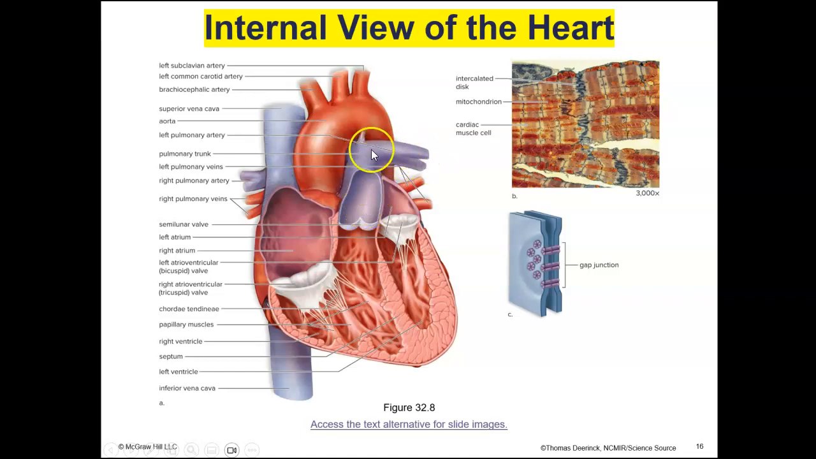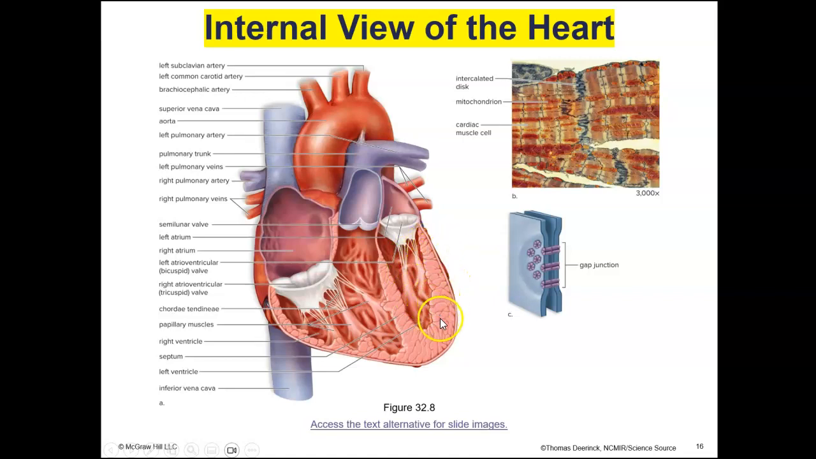This would be the left pulmonary arteries, and then back here you can see the right pulmonary arteries. So those take the blood to the lungs. The blood picks up oxygen and then comes back to the heart on the left side through the pulmonary veins. So the next structures in our pathway would be the pulmonary veins, then the left atrium, the bicuspid or mitral valve, and then the left ventricle.